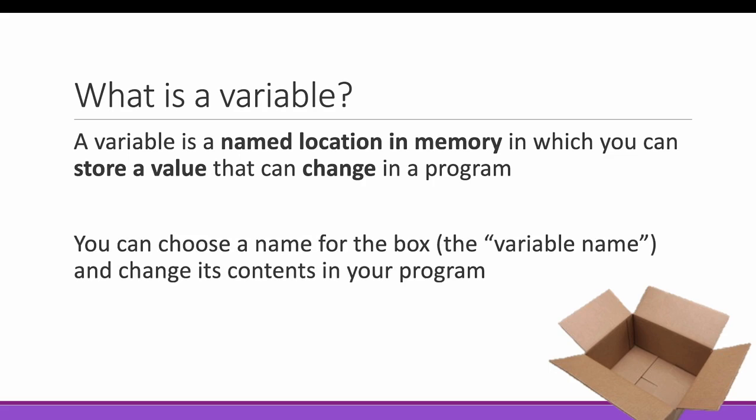You'll often hear variables being described like a box. So the box is like that memory location. You can name that box, and then you can put one item in that box at a time. Unlike maybe a moving box, you can only put one item in that box at a time, and if you take something out, it's gone forever. But that's one way of thinking of a variable.